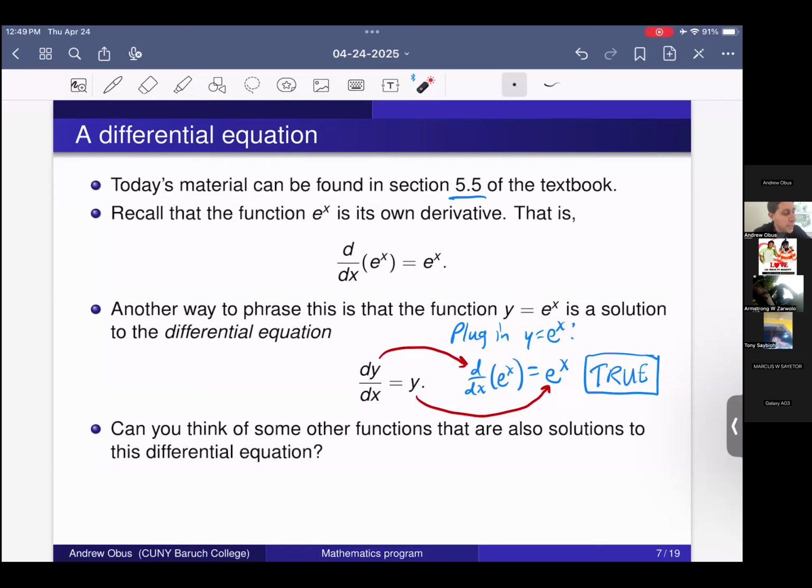So we know y equals e to the x works. Its derivative is equal to itself. Can we think of other functions whose derivatives are also themselves? There aren't that many, but there are some more. Can anybody come up with another example of a function that when you take its derivative, you just get itself back?